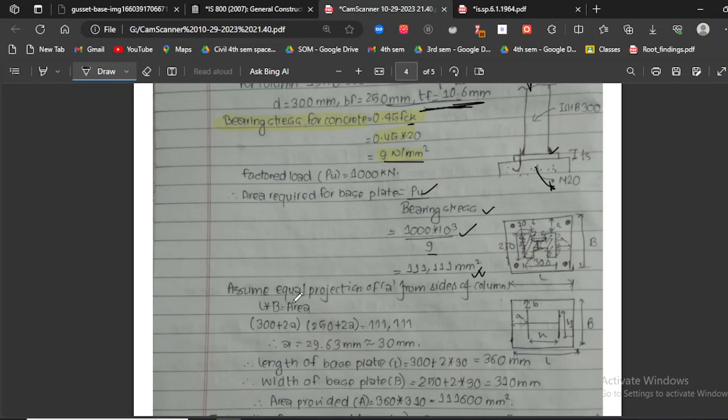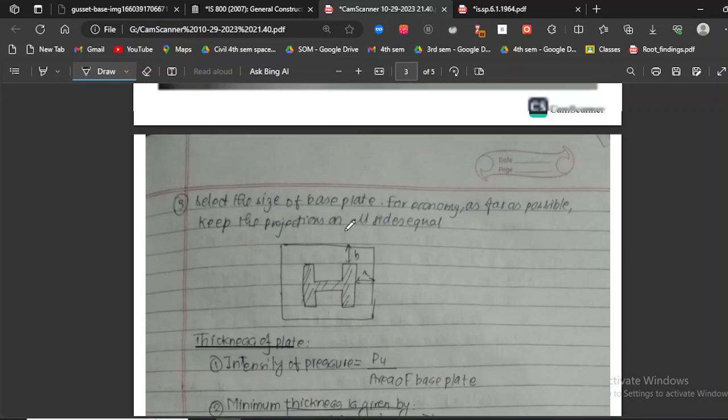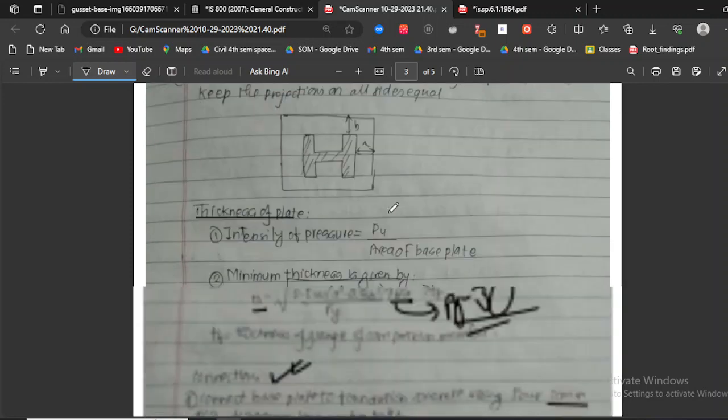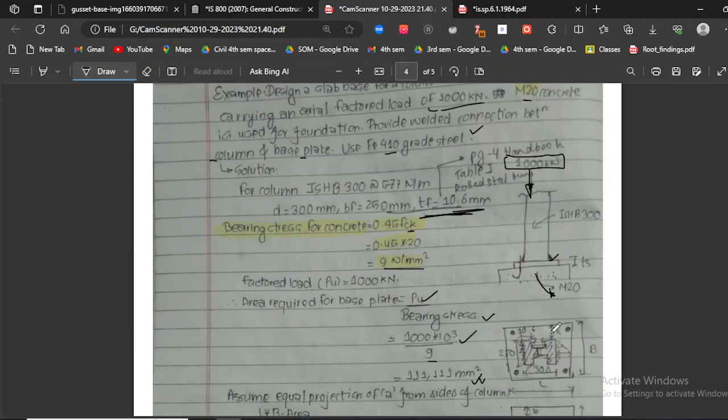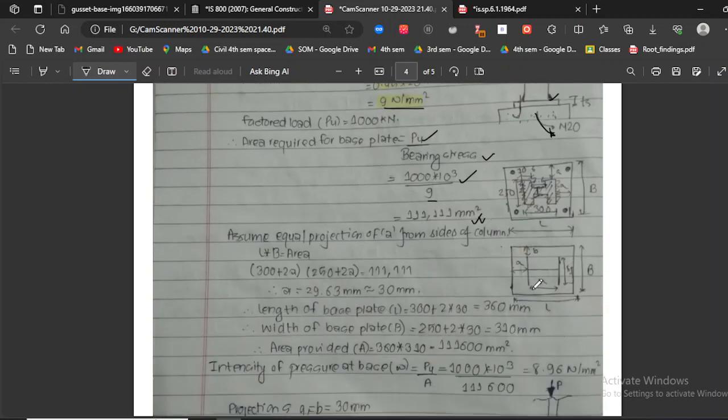So now we need to assume equal projections of A from sides of the column. As I explained before as well, we need to select the size of base plate for economy as far as possible. Keep the projection on all sides equal. As explained in my previous video, we need to keep the projections in the x direction and y direction the same. So this spacing needs to be equal, this A and B. As you can see, I have taken it as A and A. So this is my figure. I have assumed equal projection of A from sides of the column.